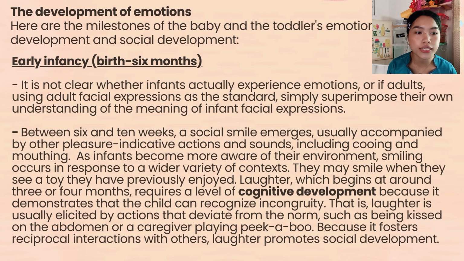So between 6 and 10 weeks, a social smile emerges, usually accompanied by other pleasure indicative actions and sounds, including cooing and mouthing. As infants become more aware of their environment, smiling occurs in response to a wider variety of contexts. They may smile when they see a toy they have previously enjoyed. Laughter, which begins at around 3 or 4 months, requires a level of cognitive development because it demonstrates that the child can recognize incongruity. That is, laughter is usually elicited by actions that deviate from the norm, such as being kissed on the abdomen or a caregiver playing peekaboo, because it fosters reciprocal interactions with others.